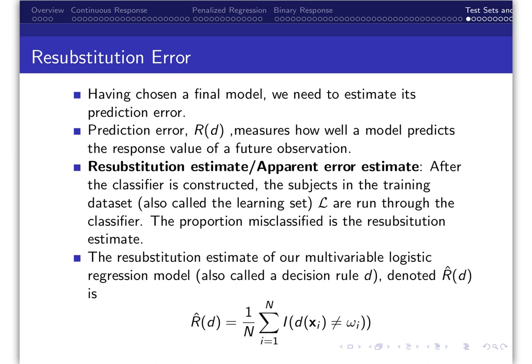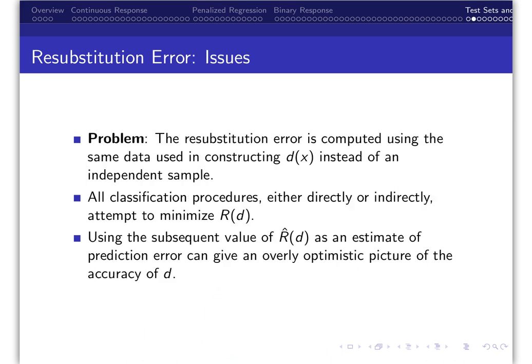After the model or classifier is constructed, the subjects in the training data set, also called the learning data set, denoted by script L, are run through the classifier. The proportion of misclassified observations is the resubstitution estimate. The resubstitution estimate of our multivariable logistic regression model, also called our decision rule D, is denoted by R hat of D and is given by this equation.